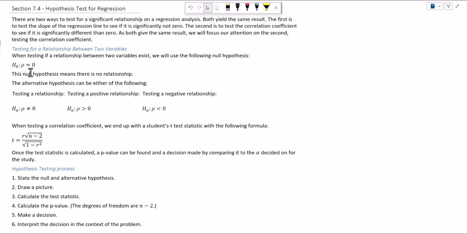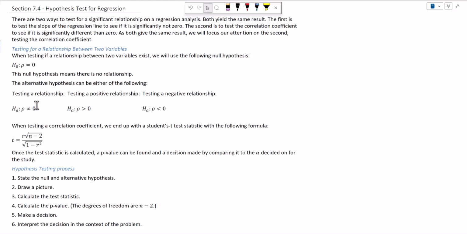This is our correlation coefficient for the population. It might not be exact on that, but it's not super important what the Greek letter is. Anyway, our null hypothesis, again, is that rho is equal to 0, and that means there isn't a relationship between the two variables that we're testing.